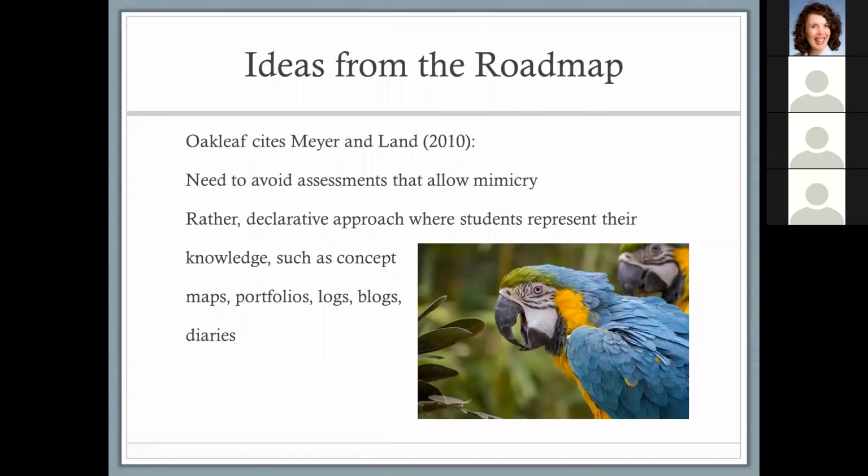And she cites Meyer and Land, and some of the assessment methods that might actually be more useful in the future might be using portfolios or blogs or research diaries or concept maps. In other words, to assess formatively rather than summatively how students are learning or what their gaps in understanding really are.